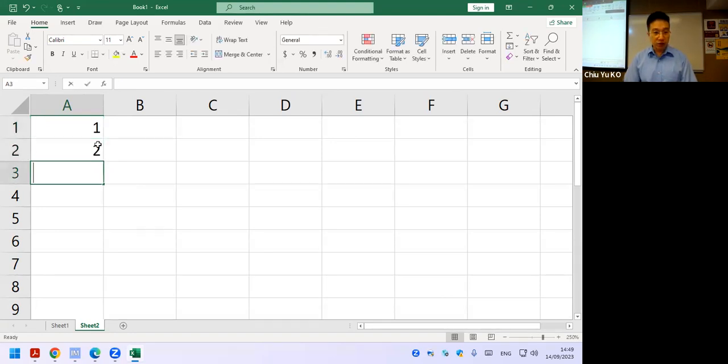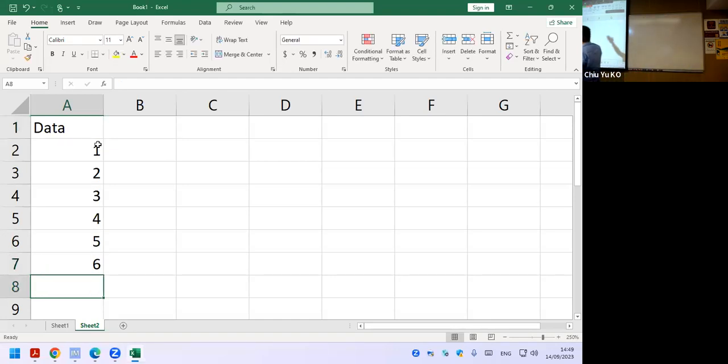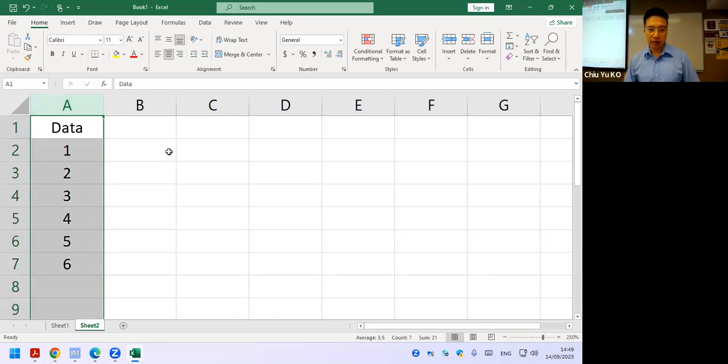I will do 1, 2, 3. I usually call it data, 1, 2, 3, 4, 5, 6. Whether you do it horizontally or vertically is fine. I do it vertically because of the way I present. So column A is for data, the entry observations. Let me make it center, so it looks nicer.